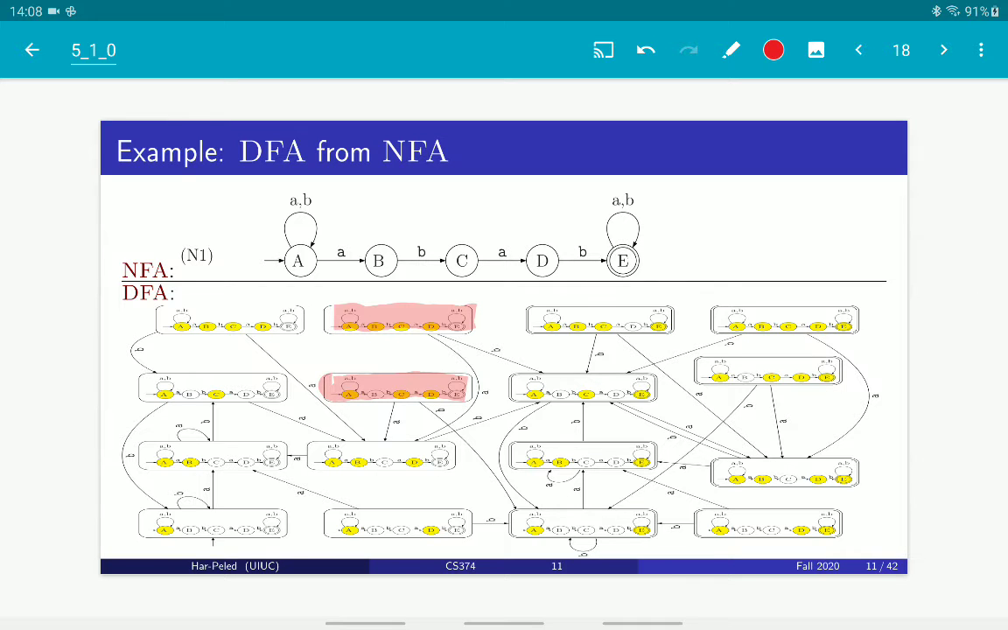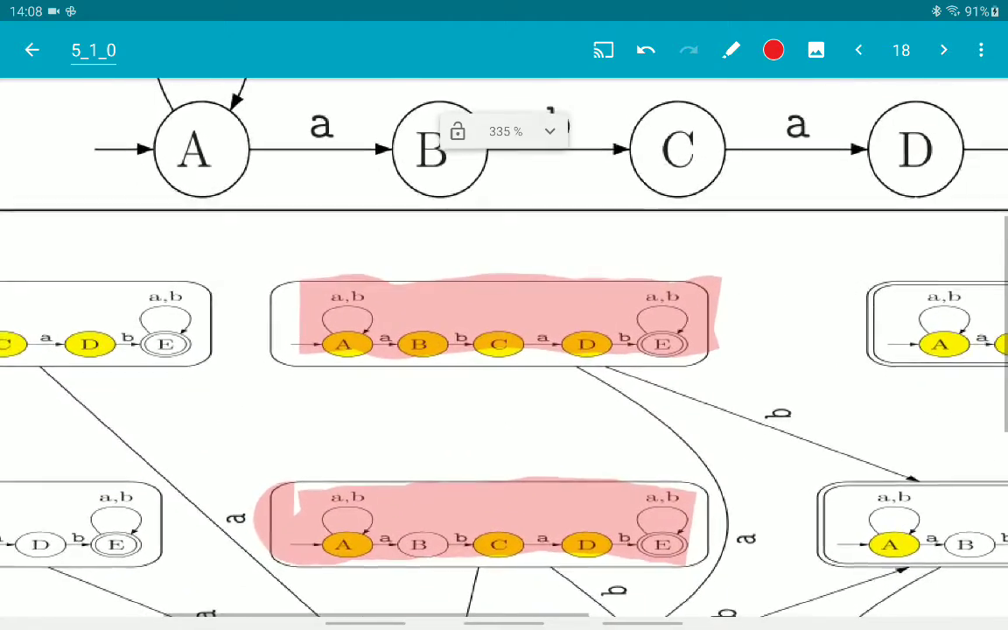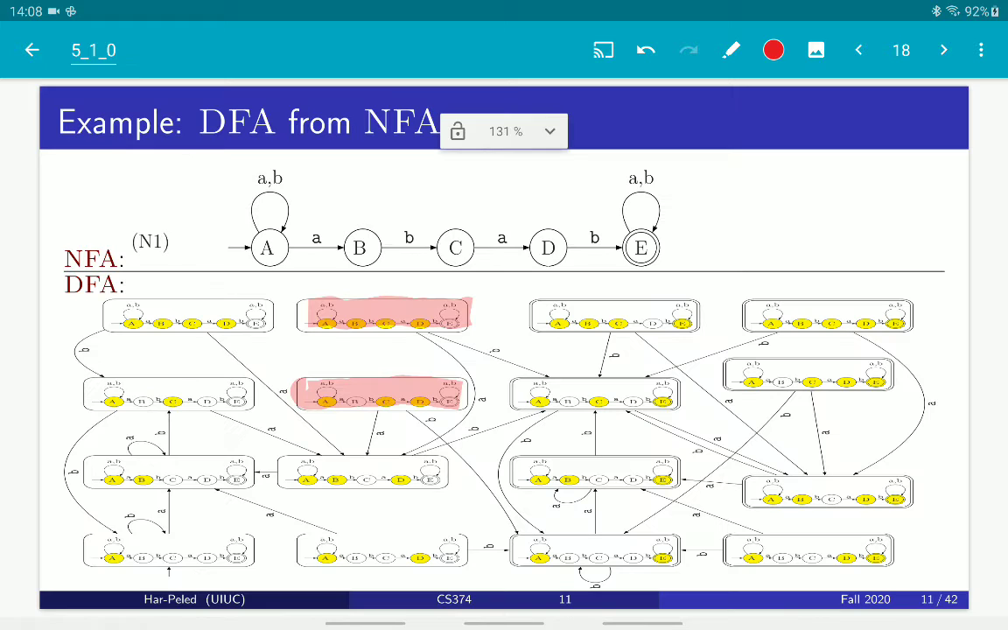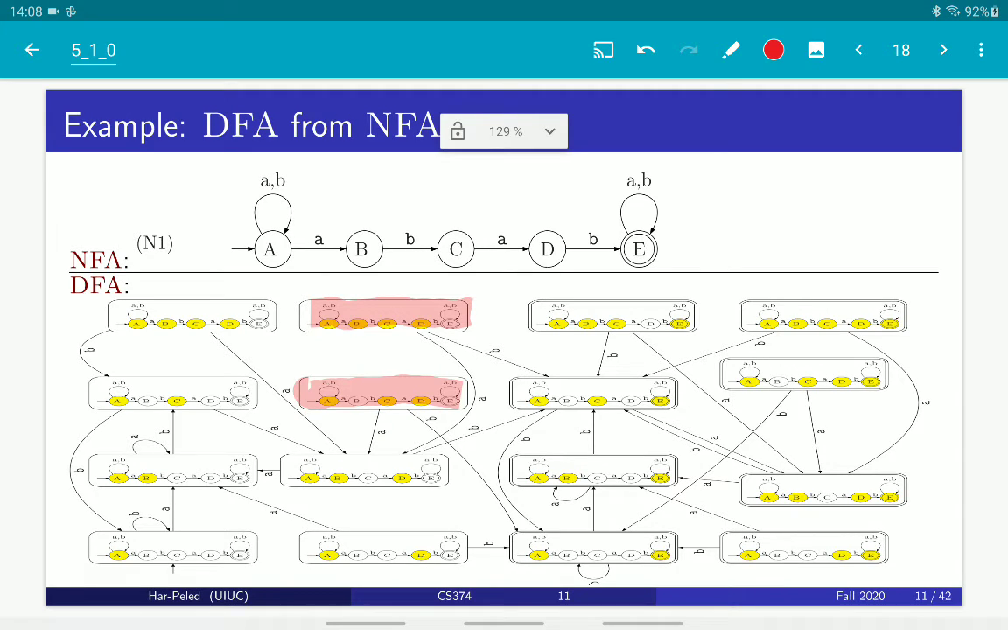But the key observation is that here the start state has a self loop on all the inputs. So the start state is always going to be a possible location for the NFA to be in. So we need to consider only the configurations where this is present, which reduces the number from 32 to 16, which is exactly the automaton we got here. The start configuration, by the way, is the bottom left here.